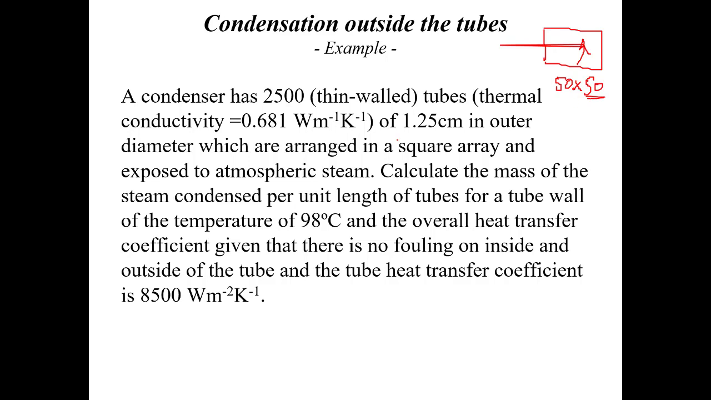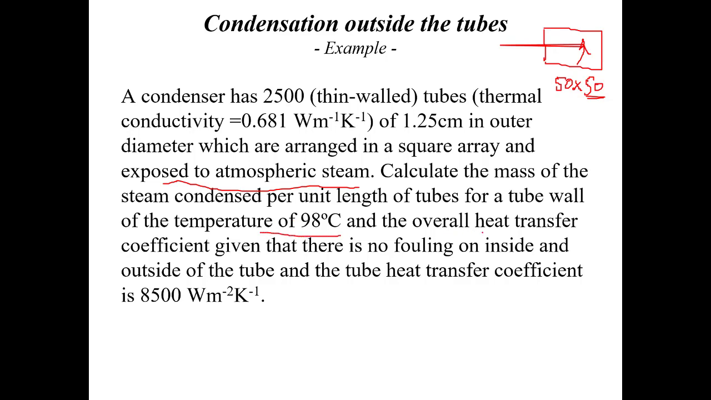Okay, and we also know that the condensation is happening in the shell because the tubes are exposed to the condensing fluid, that is steam. And so we have to calculate what is the mass of the steam condensed per unit length of the tube, because we don't know what is the length of the tube. And we know that the wall temperature of the tube is 98 degrees centigrade.